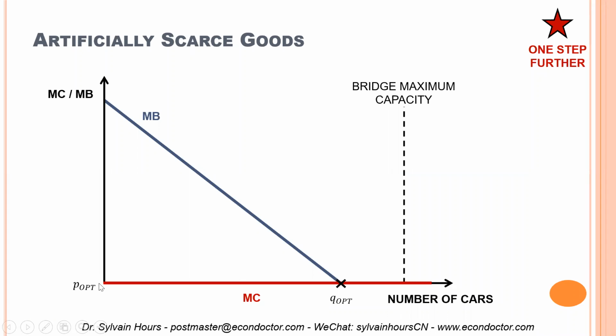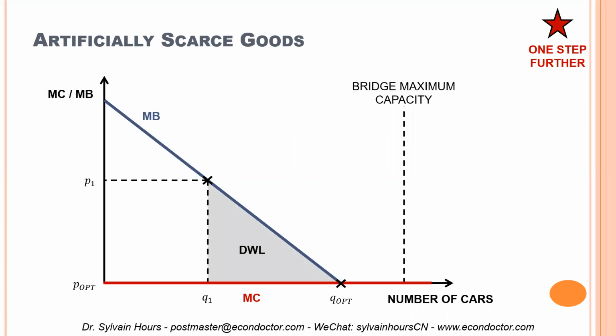But businesses can't do that. They're private companies, right? Private companies cannot allow cars to cross the bridge for free. Otherwise, because they had cost of production, it was very costly for them to build the bridge, so they must charge a price in order to recoup their investment. What they do is charge a price above zero. It doesn't matter where it's going to be, but it's going to be above zero, P1, for example. And you see that at that price, the number of cars that are going to cross the bridge is going to be much lower than the efficient quantity. And therefore, there is a deadweight loss. It's represented by this area.